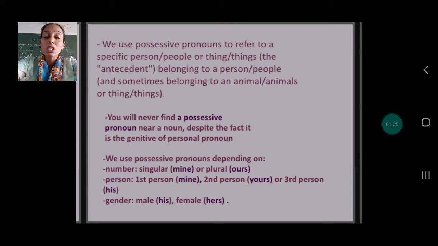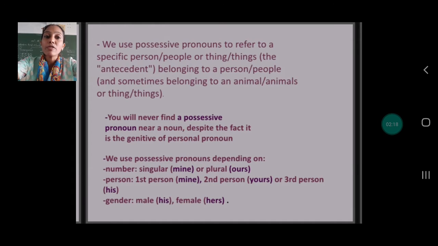It refers to a specific person or people or things. We use possessive pronoun depending on number, person and gender. Number means singular or plural. If it is singular, we say mine, M-I-N-E. And if it's plural, we use ours.